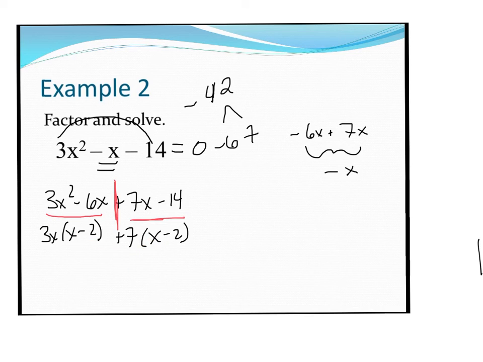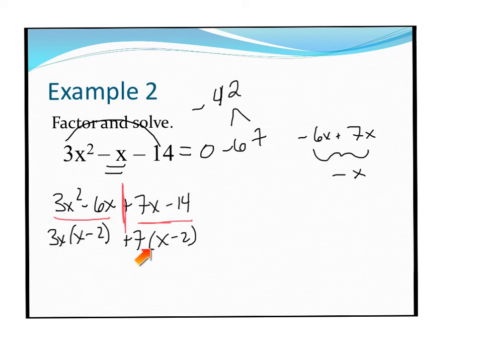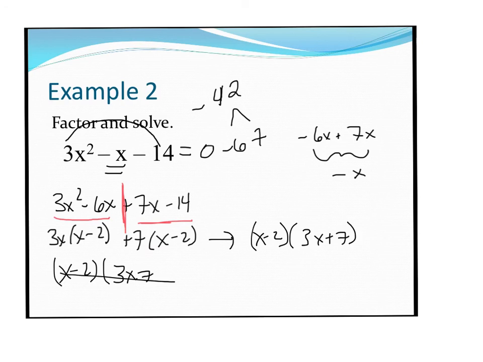Now this whole piece is actually one term. What does this whole term have in common? What's the greatest common factor? The x minus 2. So I'm going to take that out, and I have 3x plus 7. Let me rewrite this here. We got the x minus 2 pulled out, and the 3x plus 7. And this whole thing was equal to 0.